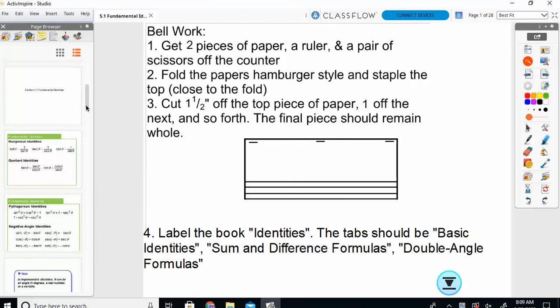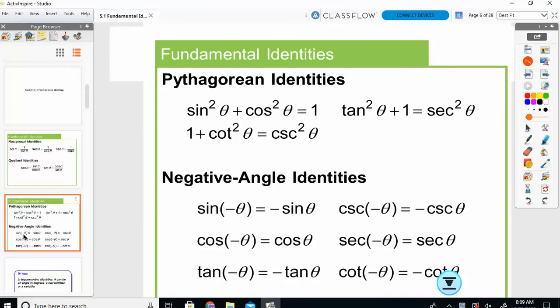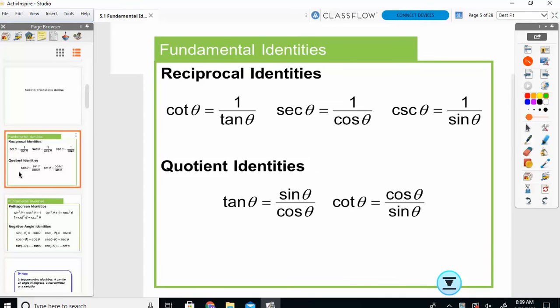So just for spacing purposes, you can look real quick. I'm going to put 2 slides of formulas up here, and all these are going to go in the basic identities tab. The first ones, the quotient and reciprocal identities, we've talked about these. We know tangent and cotangent are reciprocal, sine and cosecant, secant and cosine. We've also talked about how tangent is sine over cosine and cotangent is cosine over sine.